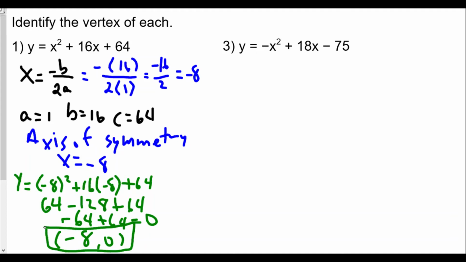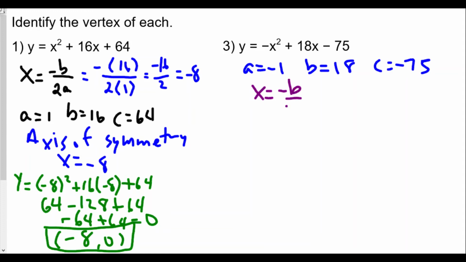Okay? Now we'll do this again for another problem. In this case, we'll see here the difference is that our a value is negative 1, our b value is positive 18, and our c value is negative 75. And so again, we're going to use our axis of symmetry, x is equal to negative b over 2a.